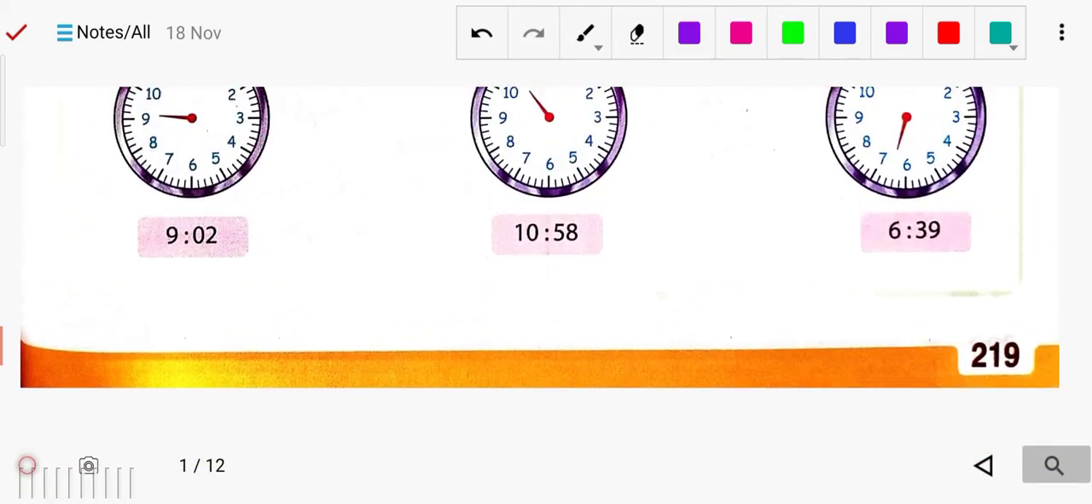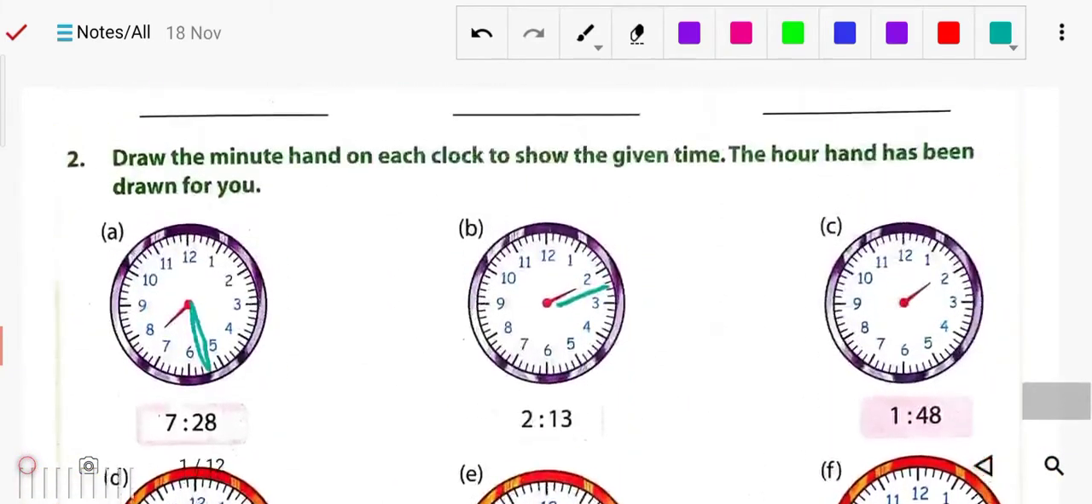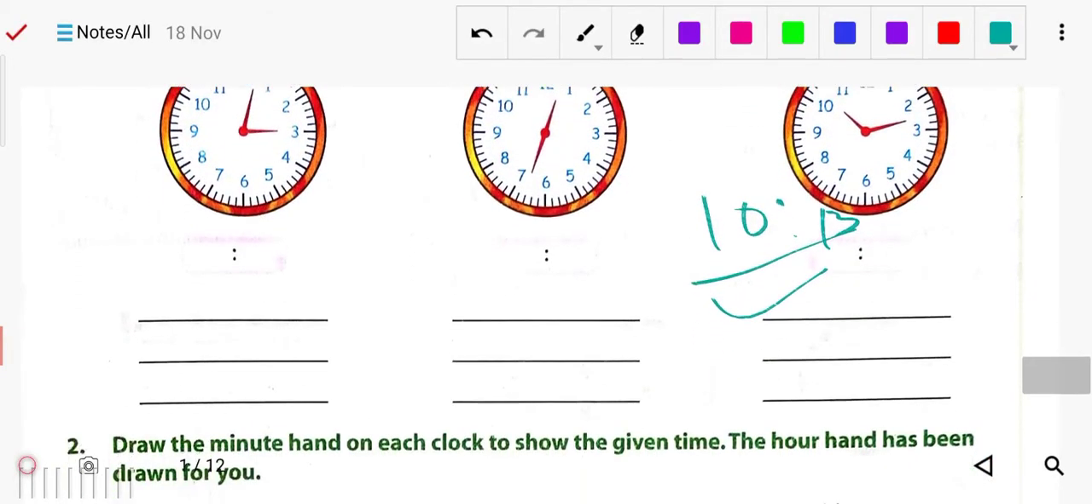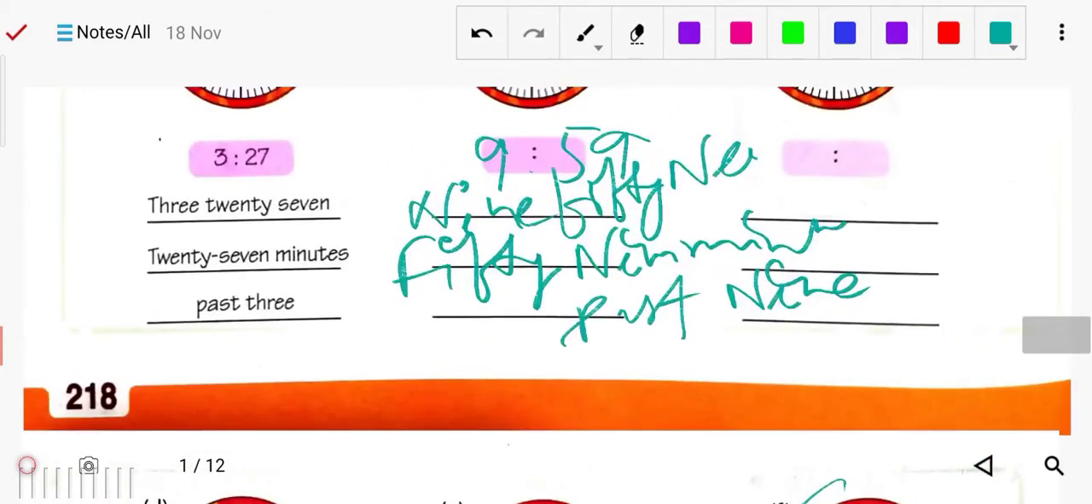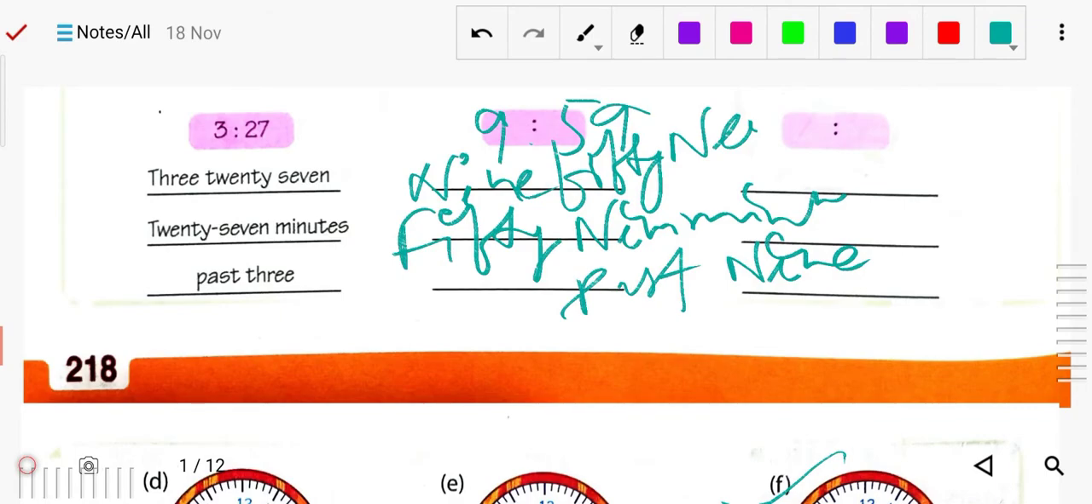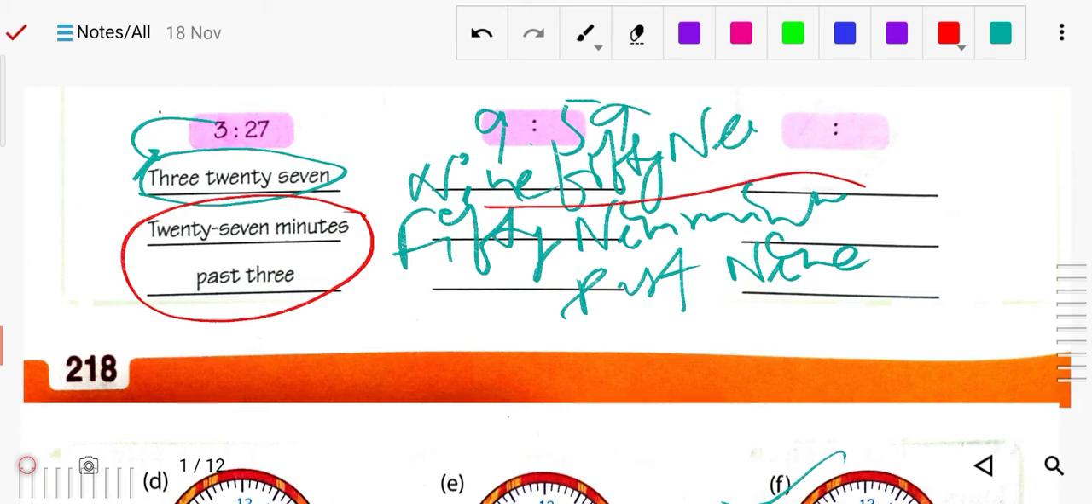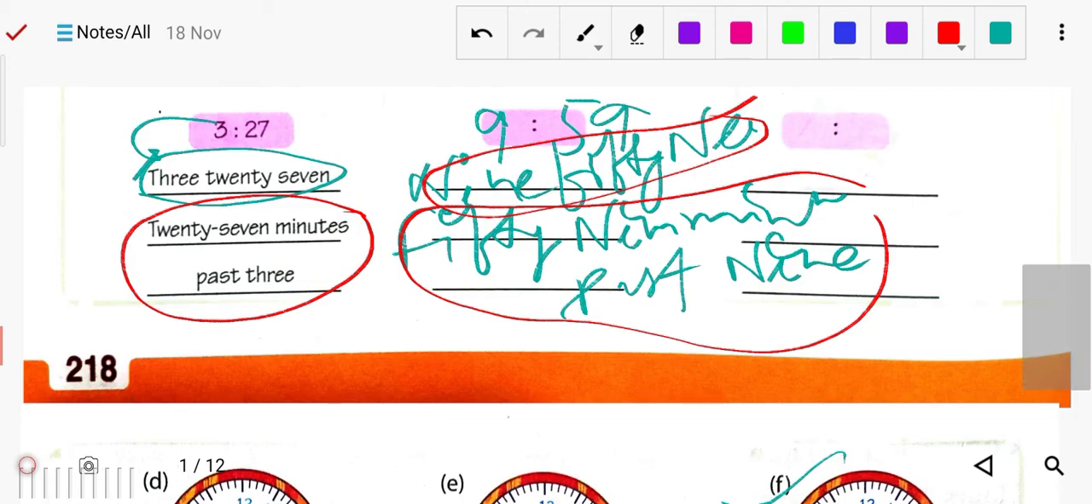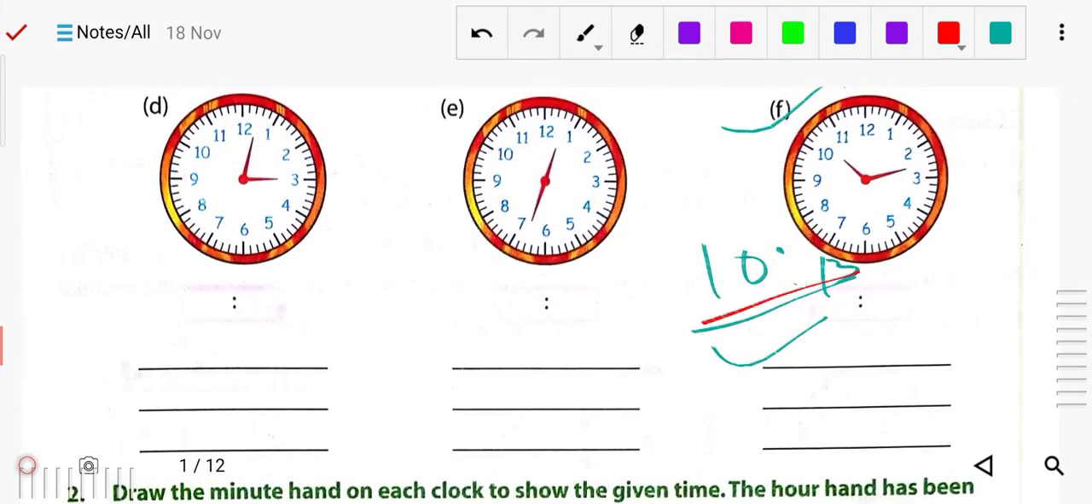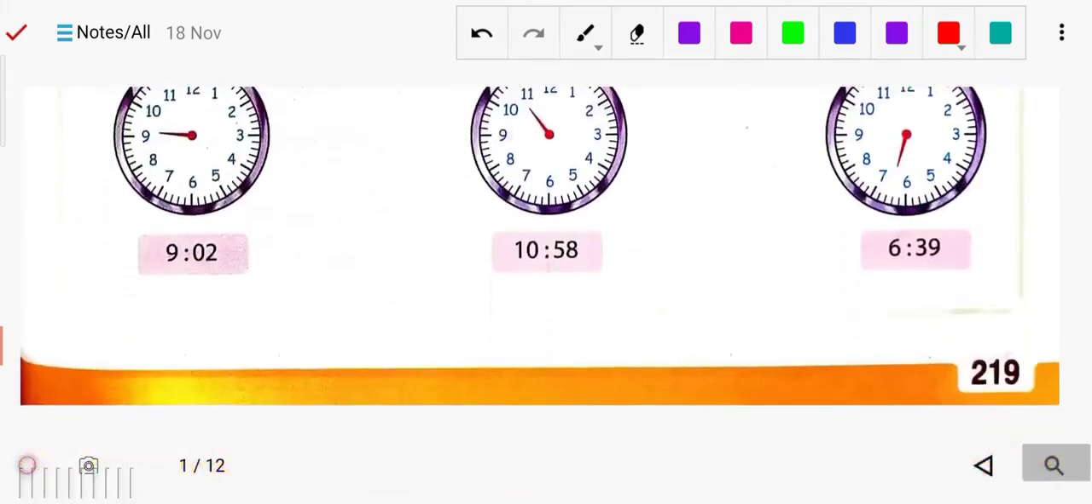You can do all this by yourself. If you have any doubt, you can ask. Here it is very easy, you only have to write 9:59 first. Then another one, 27 minutes past, and another one, 59 minutes past 9. So you have to write it two ways. Similarly here you can write 13 minutes past 10 and 10:13. This is your homework, you can solve it.